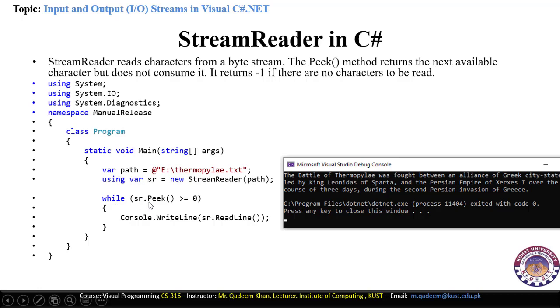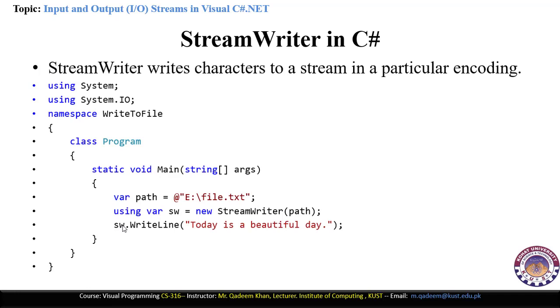Now while sr.Peek is greater than or equal to 0, that means there are still lines to be read, until it becomes -1, which means all the lines have been read. Then Console.WriteLine(sr.ReadLine). So this will read all the lines and write them to the console. You can see this is very compact code, with a small amount of code here. Next one is the StreamWriter.